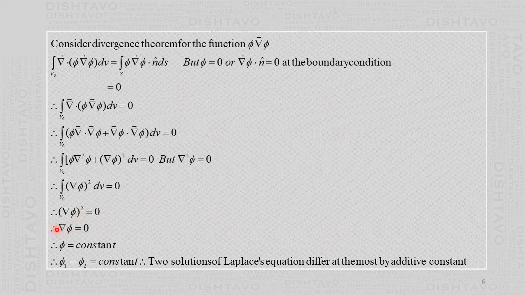So del is like a derivative. So derivative of something is equal to 0 means that something is equal to constant. So phi equal to constant. But phi equal to phi 1 minus phi 2, that is equal to constant. That means the two solutions of the Laplace equation, which are phi 1 and phi 2, differ at the most by additive constant.